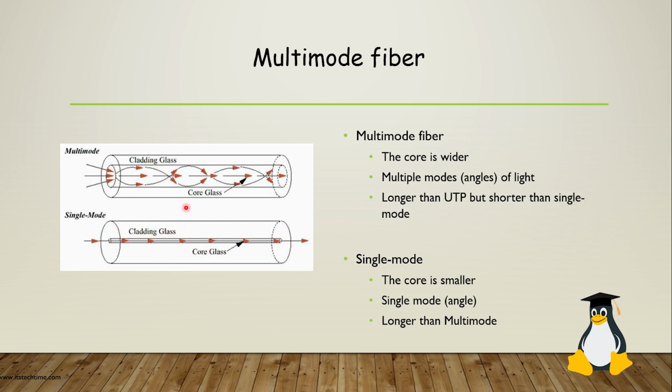Multi-mode fiber is capable of carrying signals across a longer distance than UTP, but it's a shorter distance than single mode fiber. Single mode fiber is capable of transferring data over a longer distance than multi-mode fiber. Multi-mode fiber is usually constructed of cheaper transmitters when compared to single mode fiber.